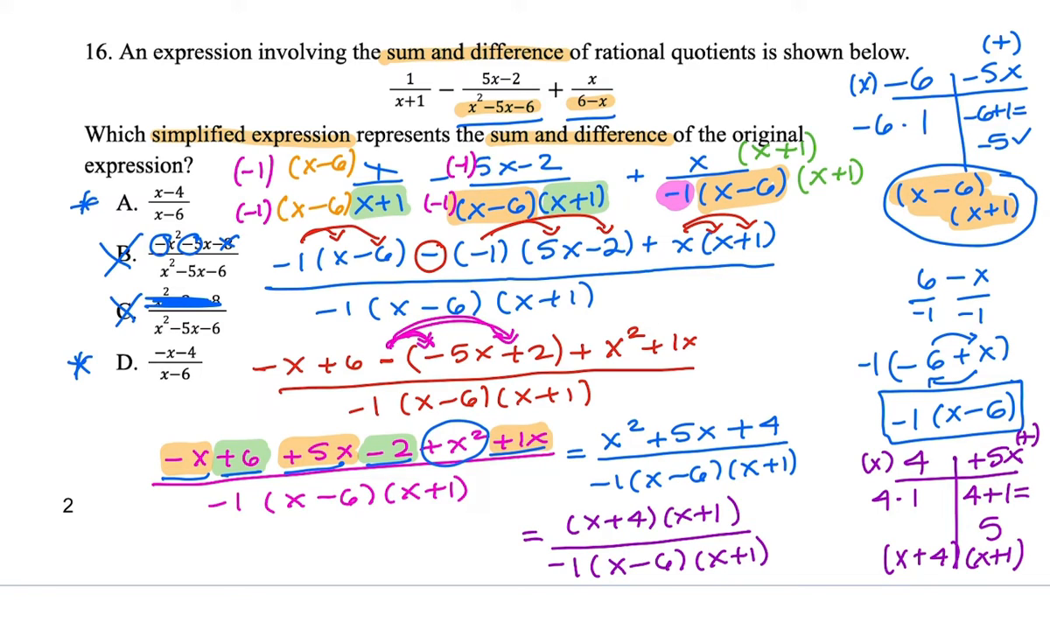What terms are in common? Well, the terms that are in common are the x plus 1s. So that leaves me with x plus 4 divided by negative 1 times x minus 6.